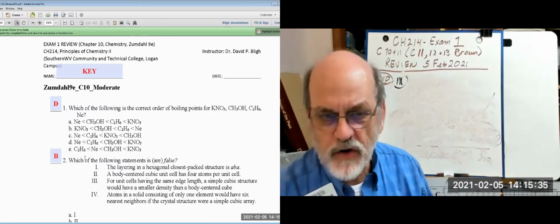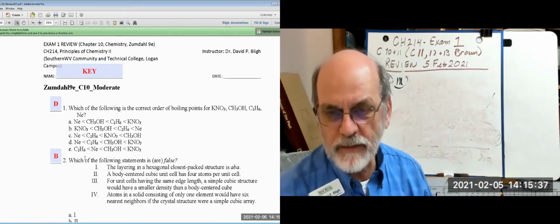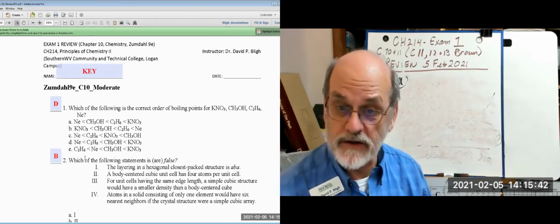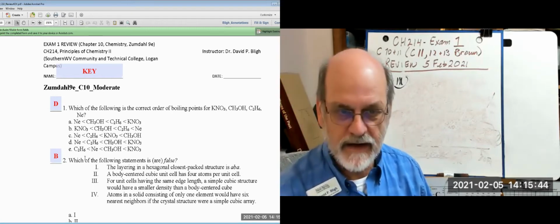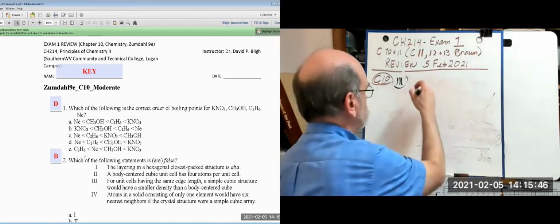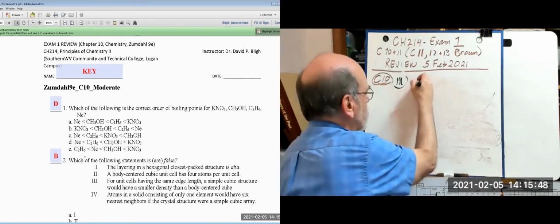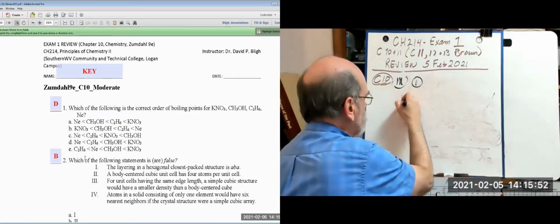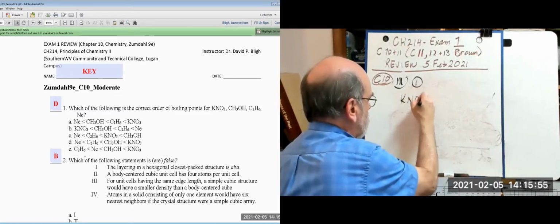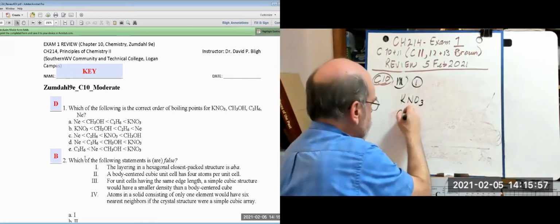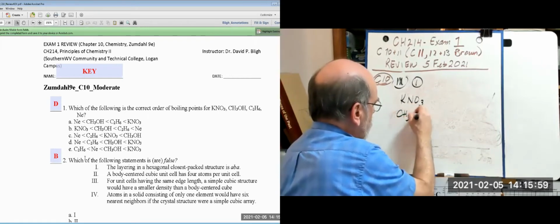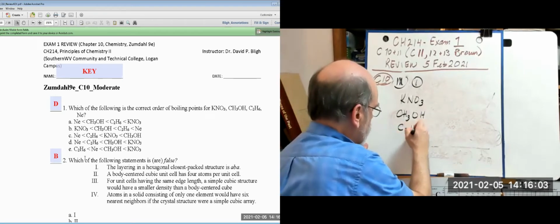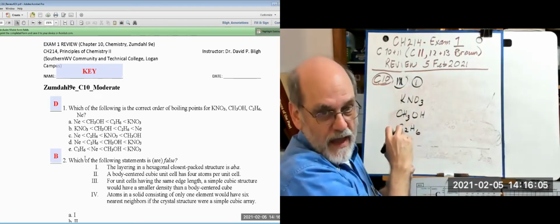Which of the following is the correct order of boiling points for KNO3, CH3OH, C2H6, and neon? All right, so this is medium 1. And what are our choices? KNO3, CH3OH, C2H6, and neon.